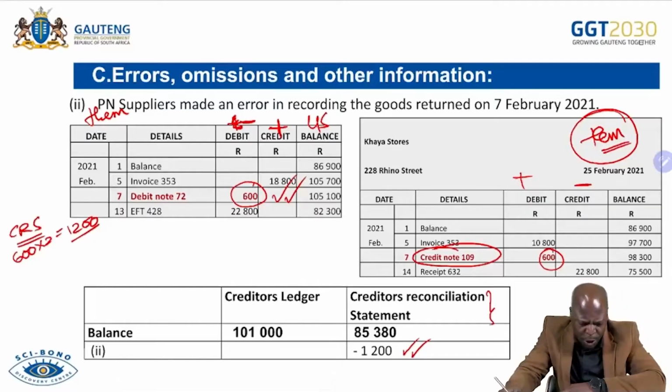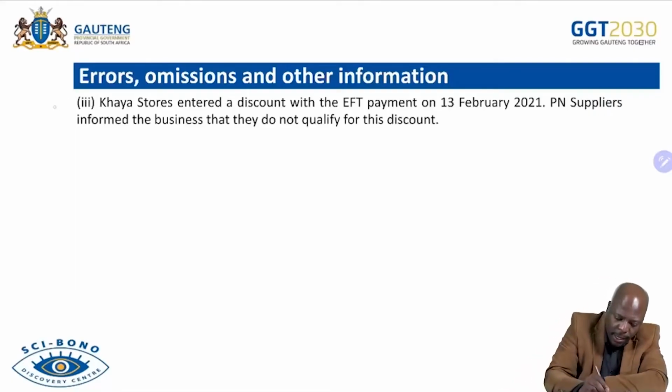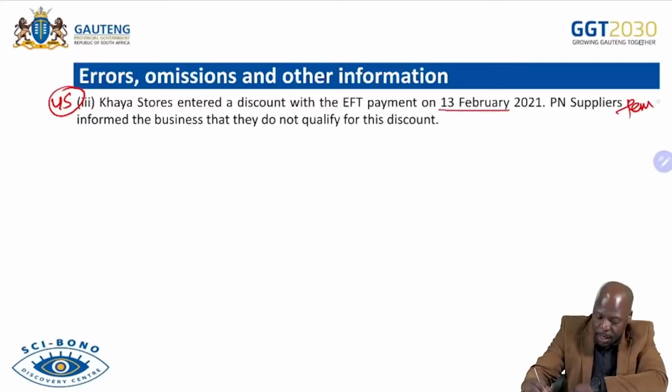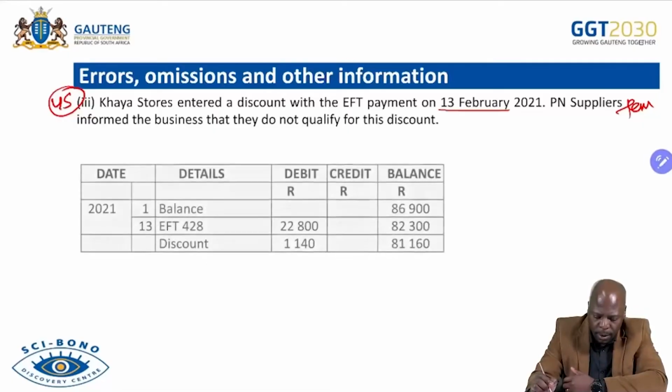Let's continue on to adjustment number 3, which says, Kaya Stores entered a discount with EFT payment on the 13th of February. Okay, so Kaya is us, remember? We have entered a discount with the EFT payment on the 13th of February. PN Suppliers, which is them, informed the business that they do not qualify for this discount. So we recorded a discount, but then the supplier later told us that we don't qualify for this discount.